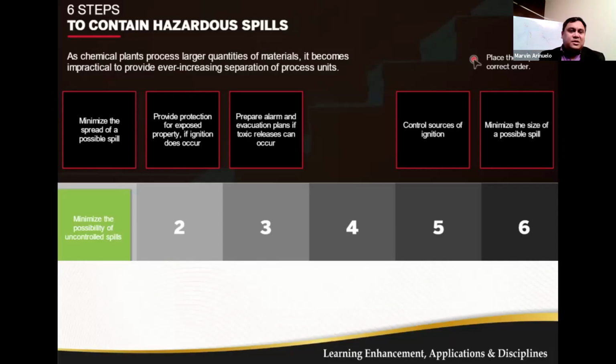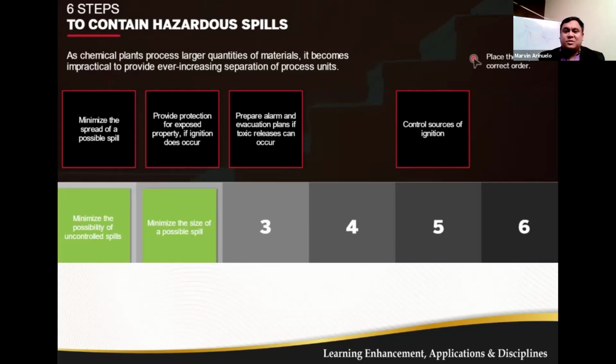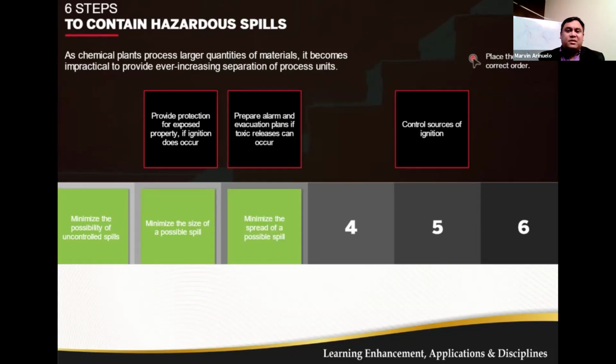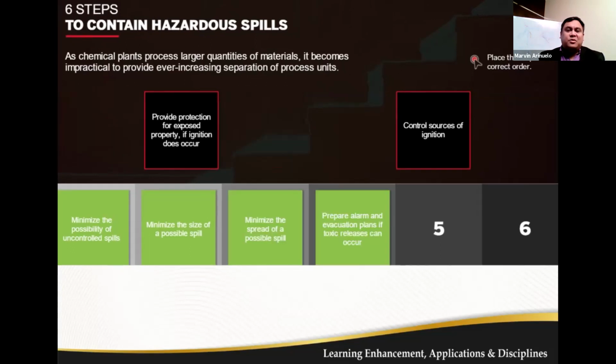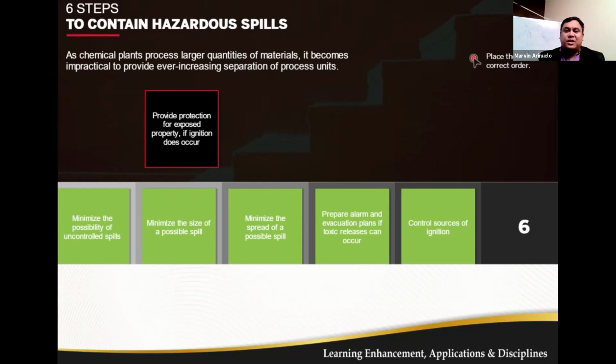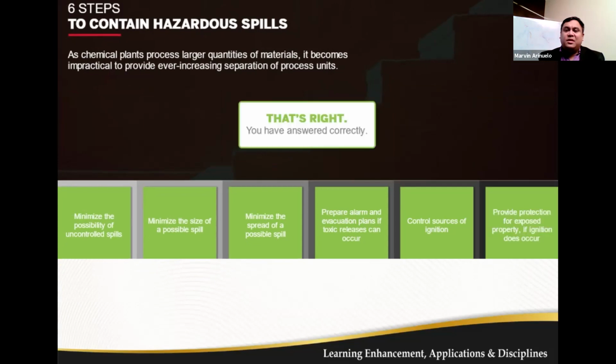Minimize possibility of uncontrolled spill. That's the 6 steps. Again, to contain hazardous spill. Then minimize the size of a possible spill. Minimize the spread of possible spill. Prepare alarm and evacuation plan if toxic release can occur. Control source of ignition and provide protection for exposed property if ignition does occur.